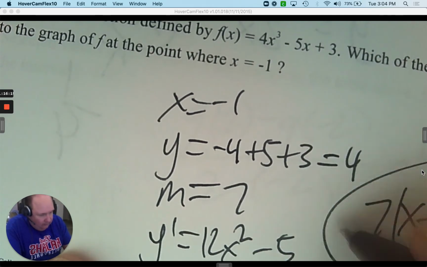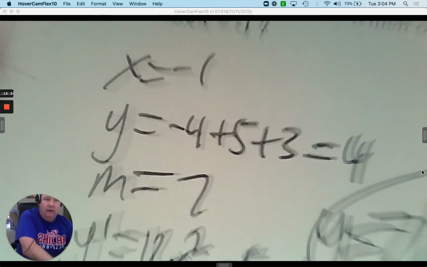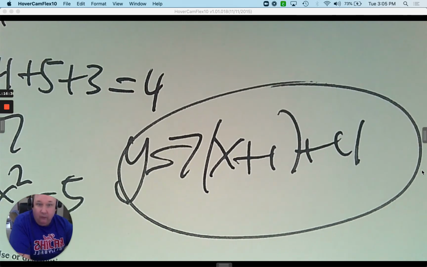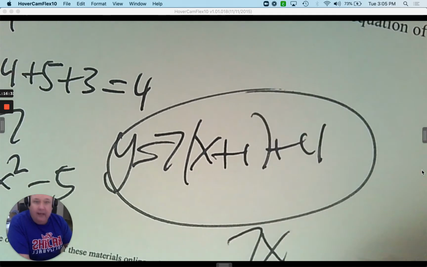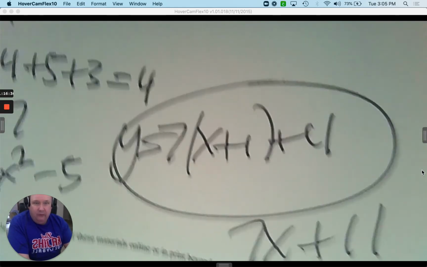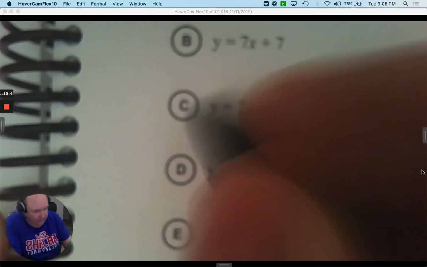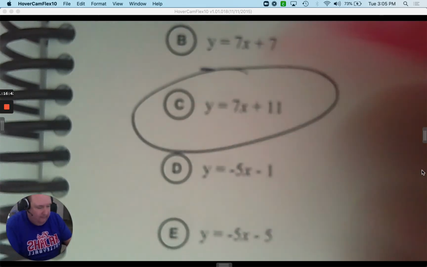So I'm looking for this equation. 7x plus 1. Oops. 7 times (x plus 1) plus 4. It could also be 7x if you distribute plus 11. That could also be the answer. So let's see which one is that. And it matches with C.